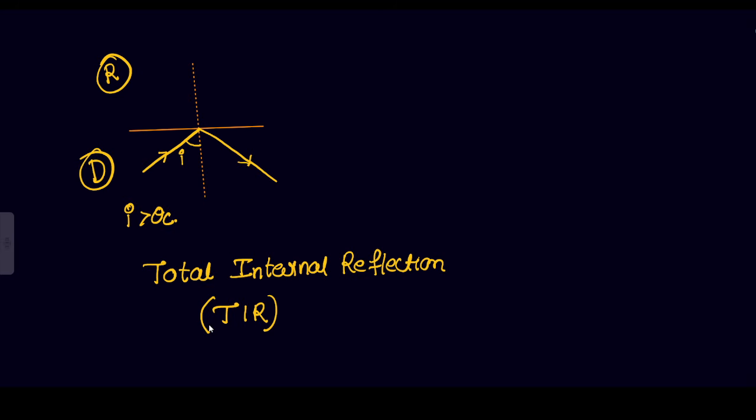The condition for TIR is what? It has to satisfy two conditions. The first condition is that the light ray has to move from denser to rarer. Then only it can happen. And the other condition is that the angle of incidence must be greater than the critical angle. If these two conditions are satisfied, then only TIR is possible.